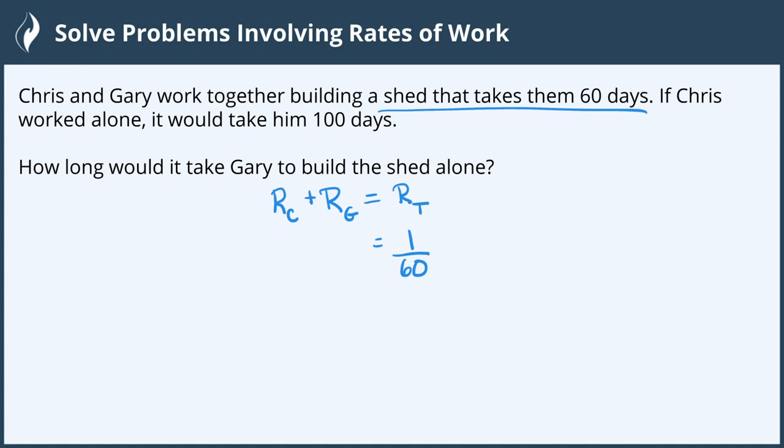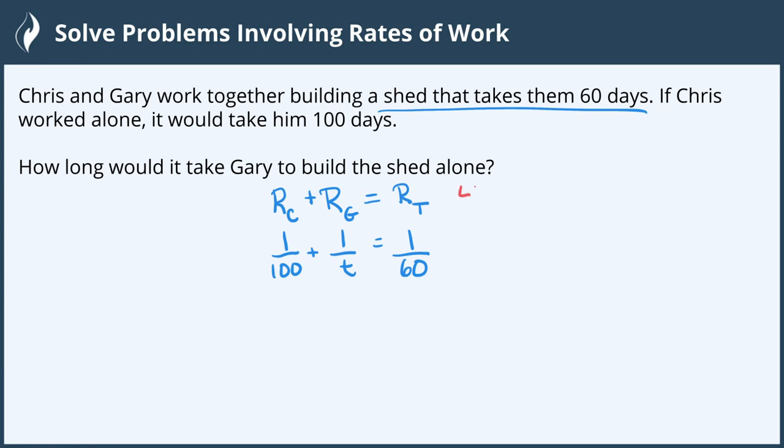We were also told that if Chris worked alone, it would take him 100 days. So the rate at which Chris works is one whole job in 100 days. Now we need to find out how long it would take Gary to complete the shed alone. So we have one whole job completed in a certain amount of time, which we don't know yet, so we'll put T for time. Now we just need to solve.